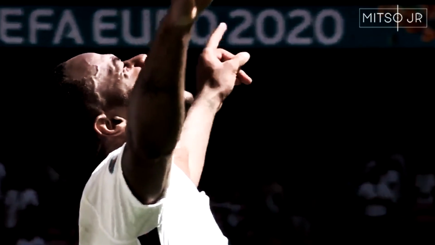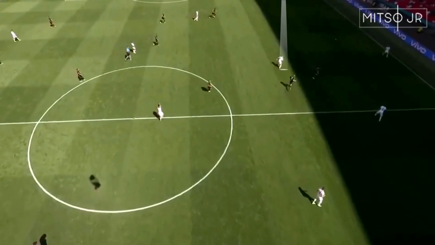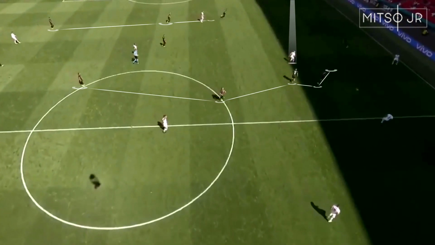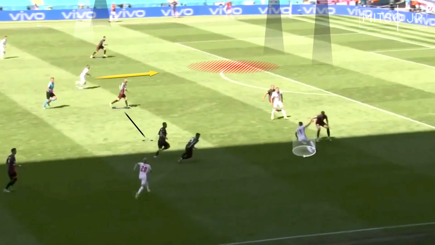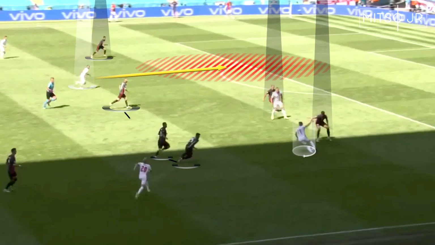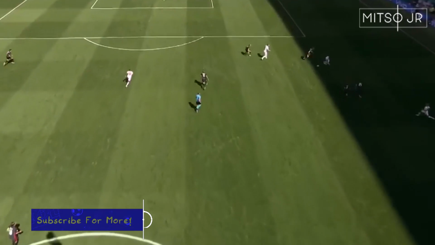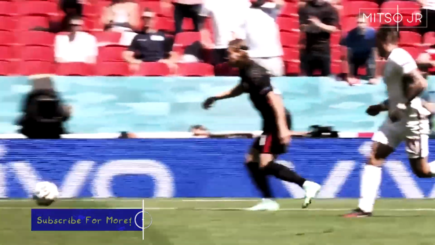Moving to another example. Calvin Phillips was asking for the ball at the half spaces between the lines. Whenever you receive the ball in such areas, you would pull the attention of the opposition, which will result in creating spaces for other teammates. In this example, Sterling enjoyed huge spaces since the defenders were pulled out and the midfield line was out of the play.